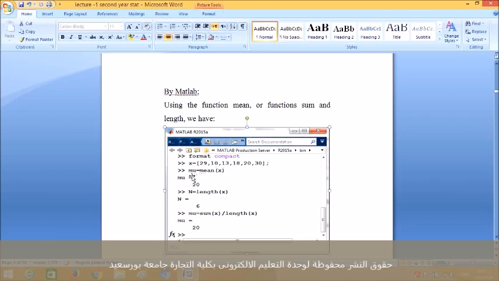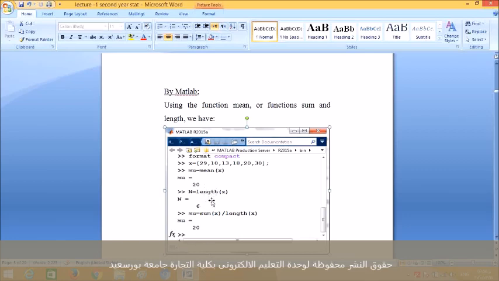So mu, you cannot use here the Greek letter mu. You must write it. Okay? Mu instead of the Greek letter mu equal mean of x. Mean of x. Okay, the result is mu equal 20. So just write this command and press enter. The result will be mu equal 20.